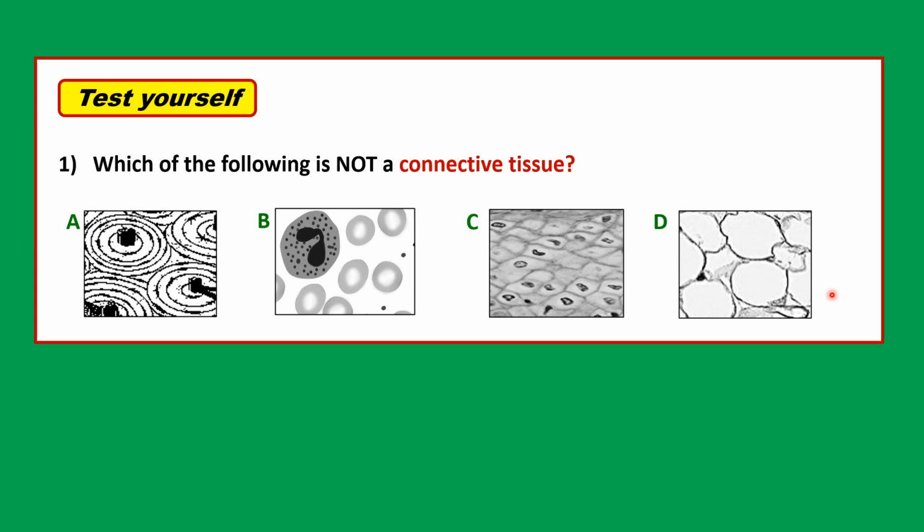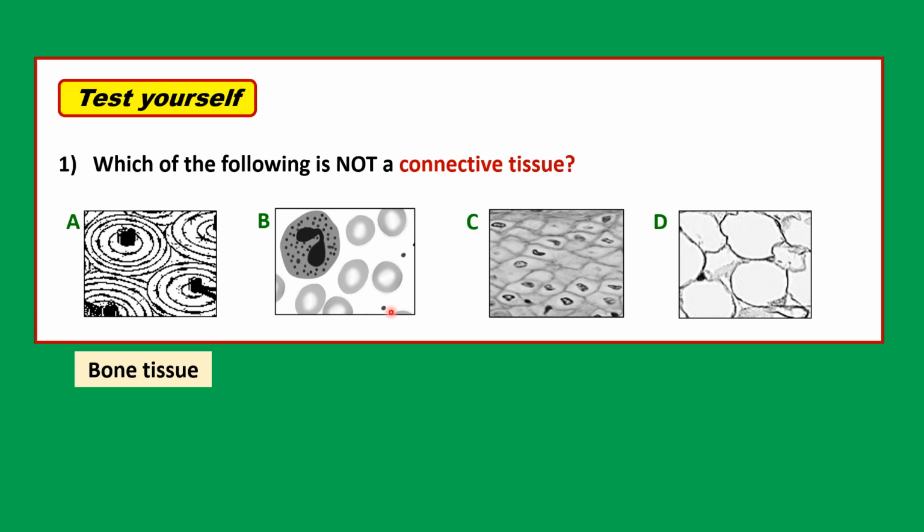Firstly, we identify the tissues involved here, or identify the items that are shown here. What is A? You can see the circular patterns and the concentric rings, and in the center, there are tube-like structures. From the circular patterns, we know that this is bone tissue. And the center part, all these tubes represent the arteries, veins, and other components.